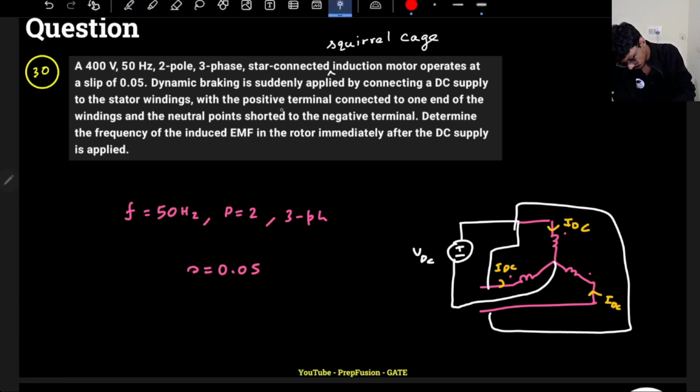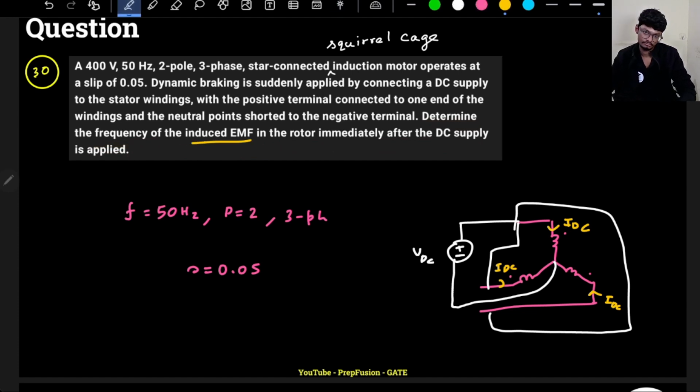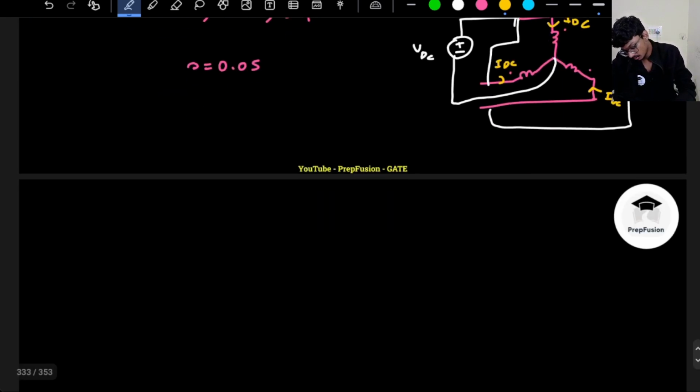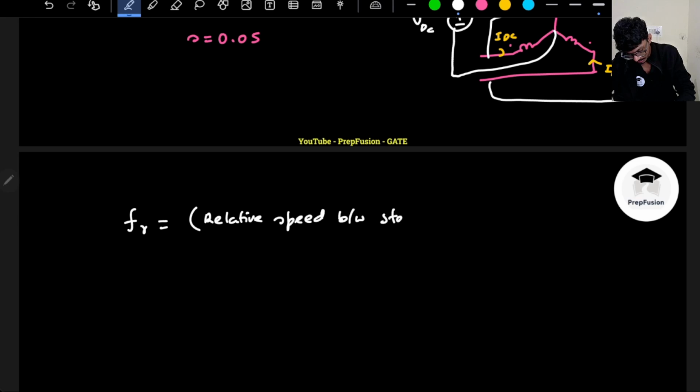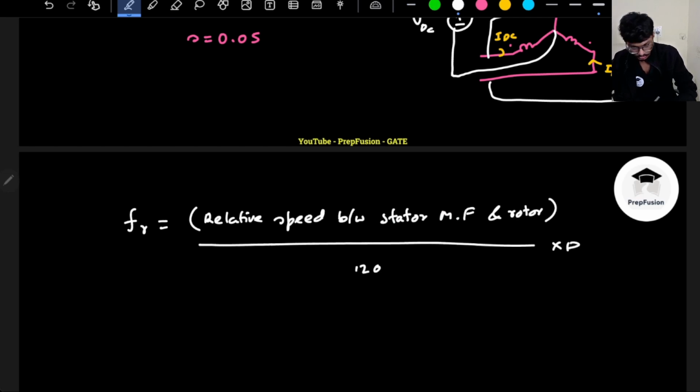Okay, so now what are they asking me? Determine the frequency of the induced EMF in the rotor immediately after the DC supply is applied. So how will I determine the frequency of the induced EMF of the rotor? To determine that, what do you need? FR. We had just derived the formula: it is the relative speed between the stator magnetic field and rotor, divided by 120 into the number of poles.